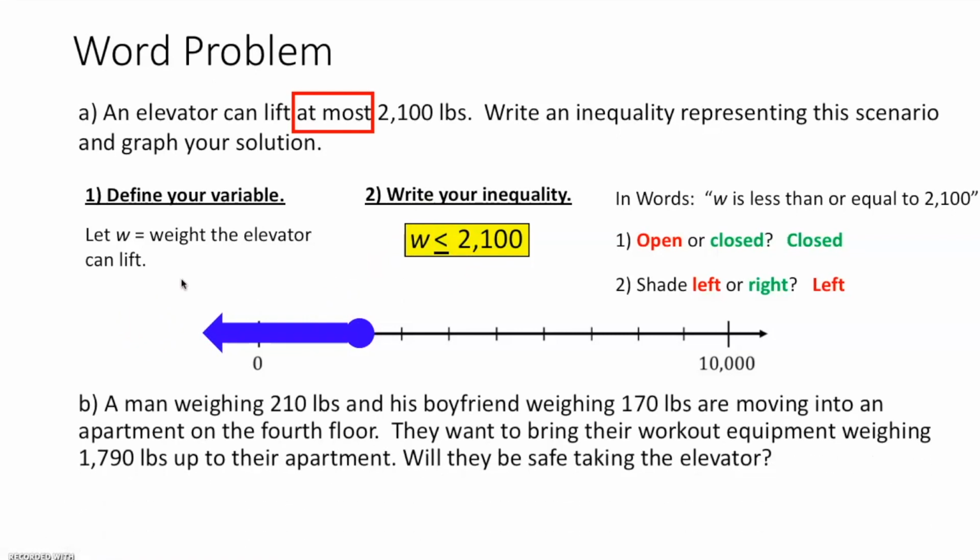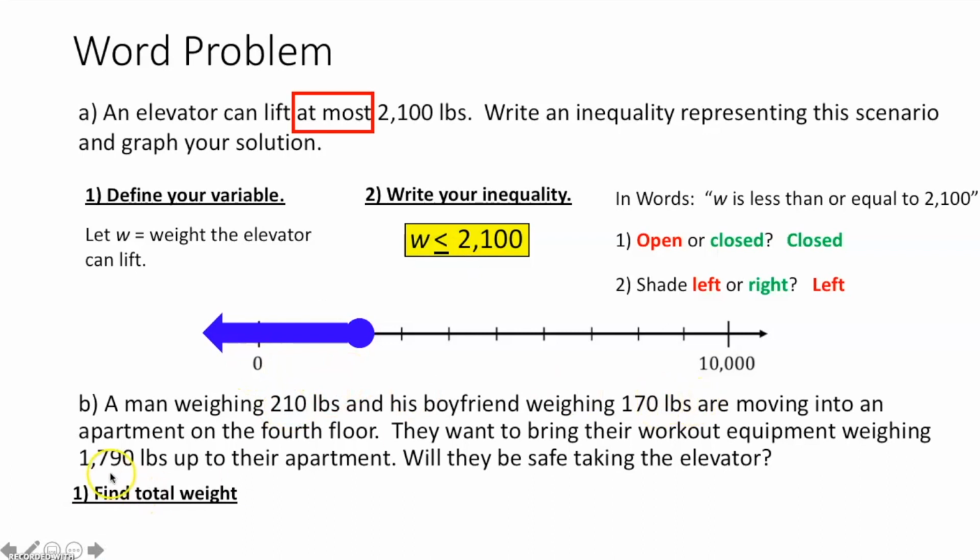Perfect. Now, part B says a man weighing 210 pounds and his boyfriend weighing 170 pounds are moving into an apartment on the 4th floor. They want to bring their workout equipment weighing 1,790 pounds up to their apartment. Will they be safe taking the elevator? So we need to figure out if all of this weight added together is going to be less than or equal to 2,100 pounds. So we first add all of that weight.